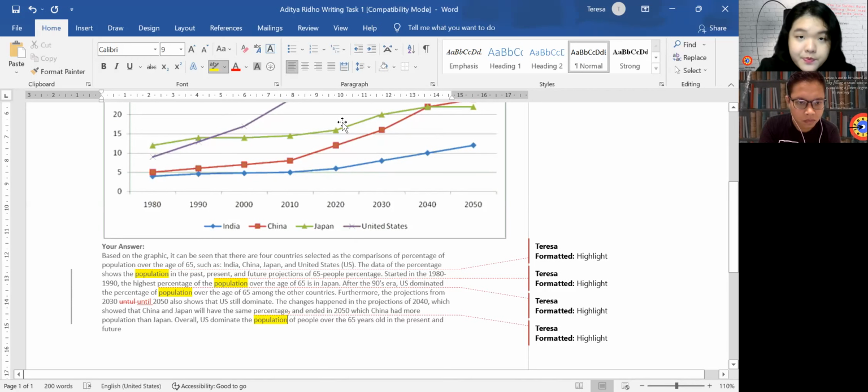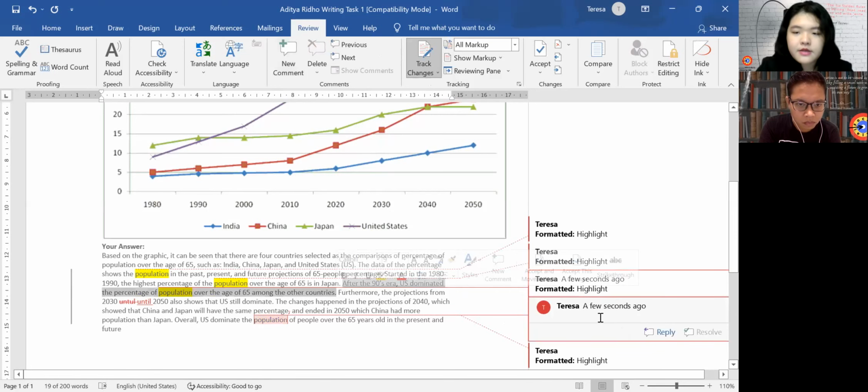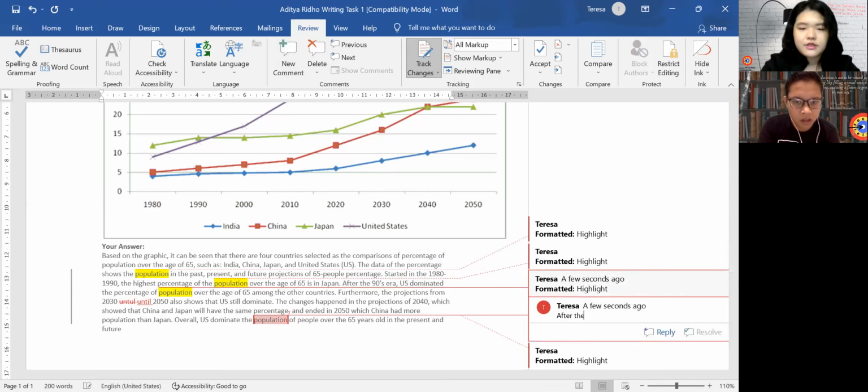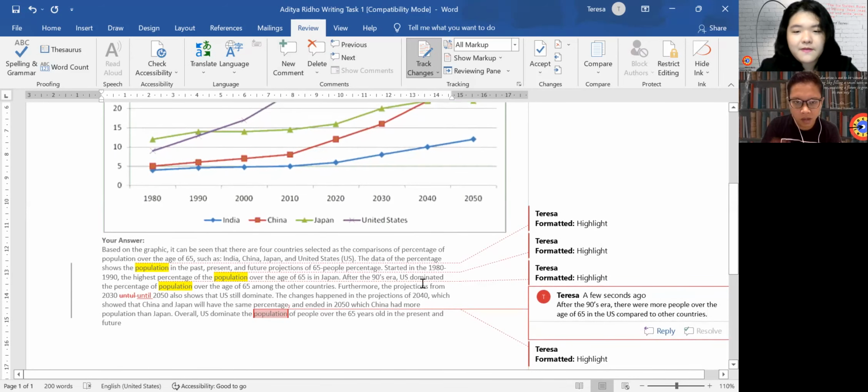For example, this one. After 90s eras, you can change it like this. After the 90s era, there were more people in the age of 65 in the US among others, right? Or can we make it into a different one? Like we just omitted it, simple.